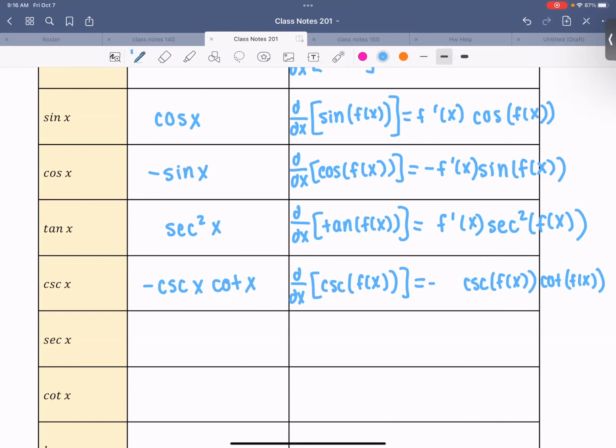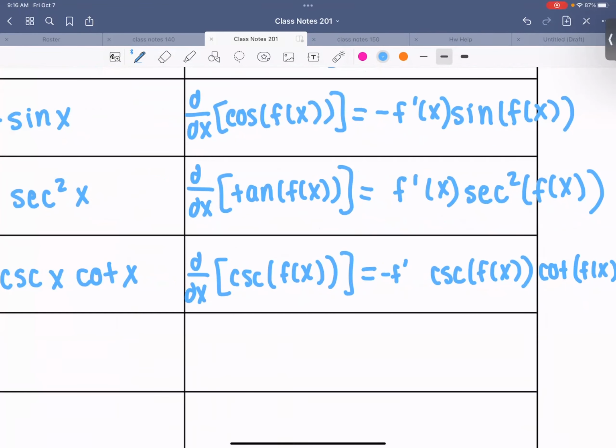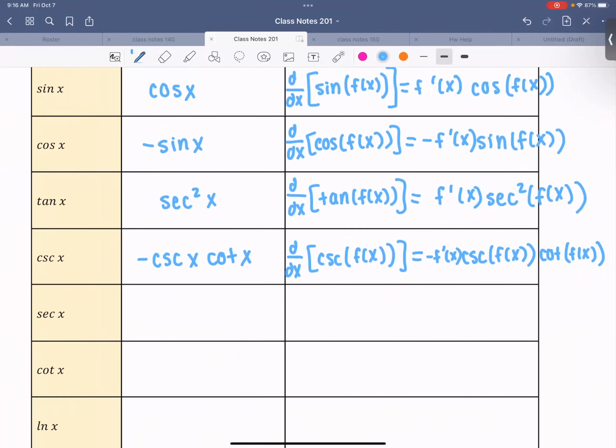Once we're done taking the derivative of the outside function, we can take the derivative of the inside function and multiply that over. So the derivative is negative f prime of x, the derivative of the inside, times cosecant of the inside times cotangent of the inside. Any questions so far? I think we're doing good.